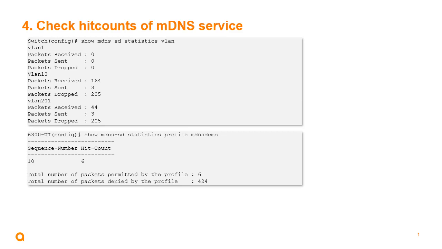And then you can do a show mDNS SD statistics profile, followed by the profile name, and you can actually see the hit counts. We can see we have 6 hit counts there, so the mDNS packets are actually being processed through that profile correctly. So we know it's working.